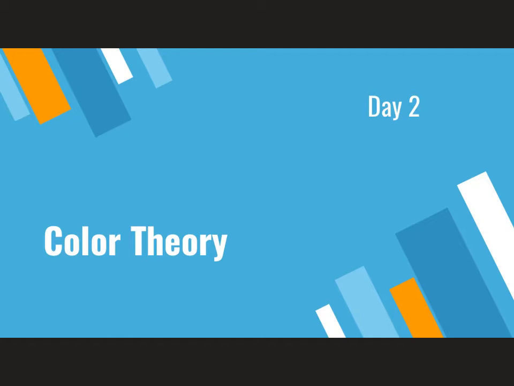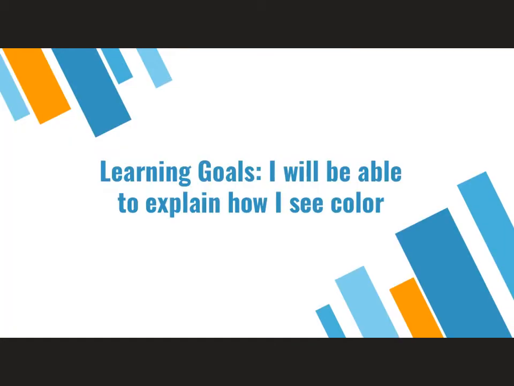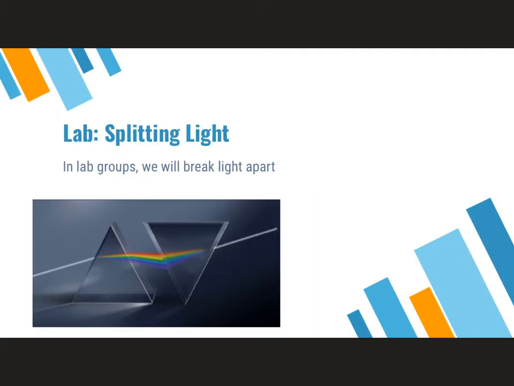So earlier in the lesson you might have learned a little bit about how light interacts with objects, what light's made of, how light's created. Now we're looking very specifically at how we perceive light and how we perceive color in particular. So hopefully by the end of this lesson you'll understand how we see color from a scientific perspective.